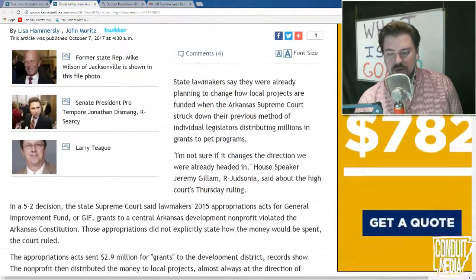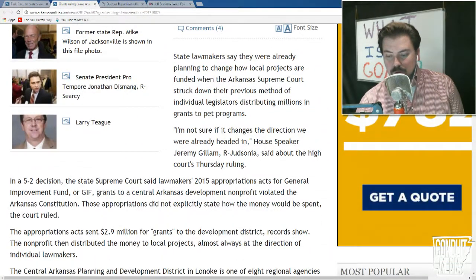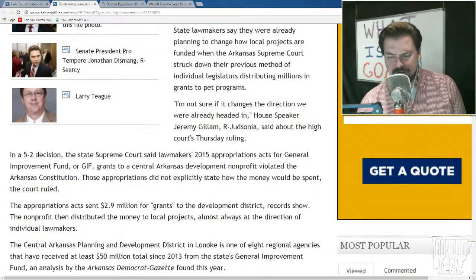Who writes this article real quick? Lisa Hammersley, John Moritz, writing that Senate President pro temp Jonathan Dismang, a Republican of Searcy, said the legislature is already moving toward a more transparent system.